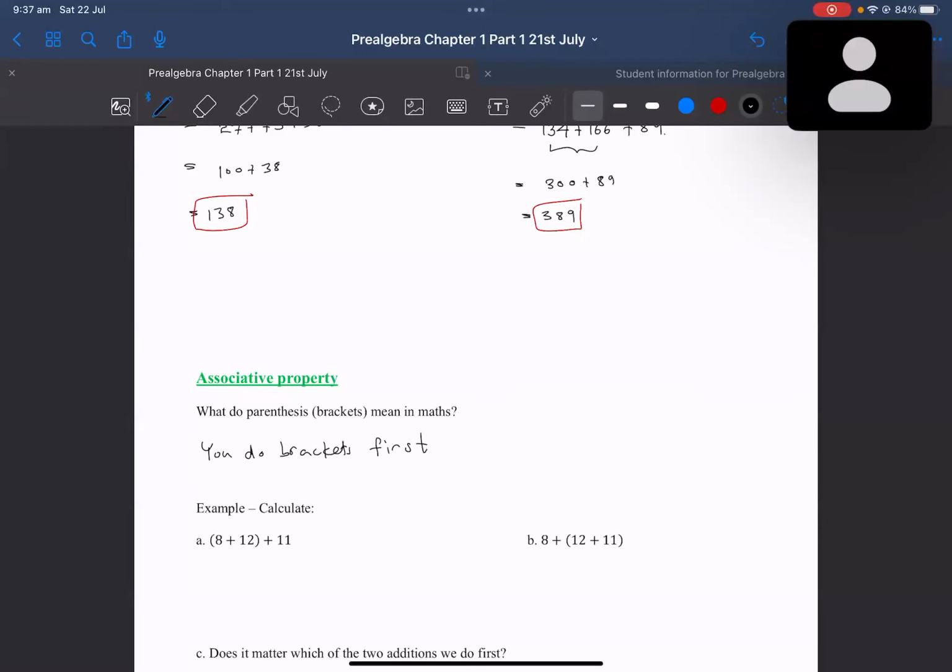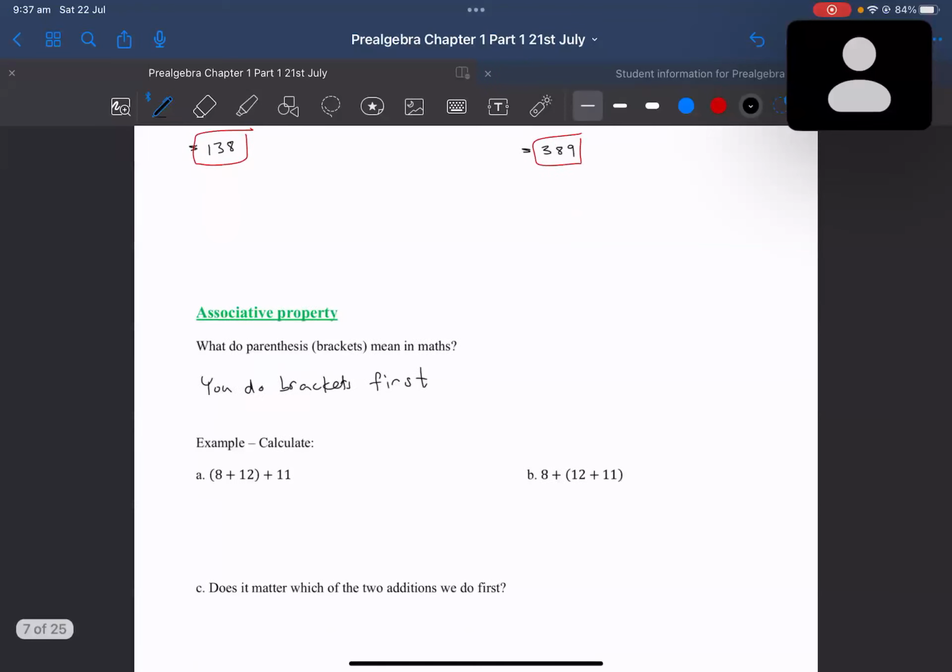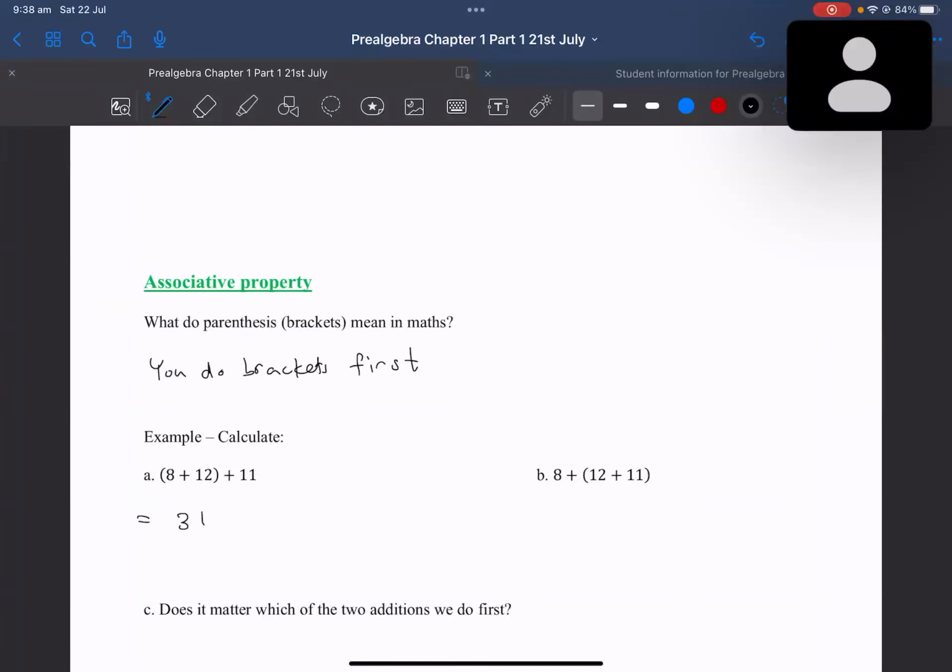So let's go to this example. What's 8 plus 12 plus 11? But you have to do 8 plus 12 first. Yeah, it's an easy one, so it's fine if you just say it as well. So you do 8 plus 12 first, that's 20. You add 11 onto that, that's 31. 31. Yeah, good. And if you do 8 plus 12 plus 11, the answer is still going to be 31.